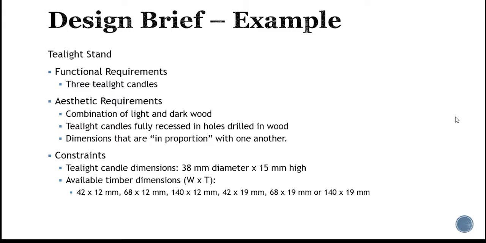We also have a constraint about various available timber dimensions in the workshop, so that's in terms of width and thickness. And we've got, for instance, 42 by 12, 68 by 12, 140 by 12mm, or the same range of widths is 42 by 19mm thickness, 68 by 19, or 140mm by 19. So you get those 3 widths and those 2 thicknesses, and we've got the combinations of them as we go along.